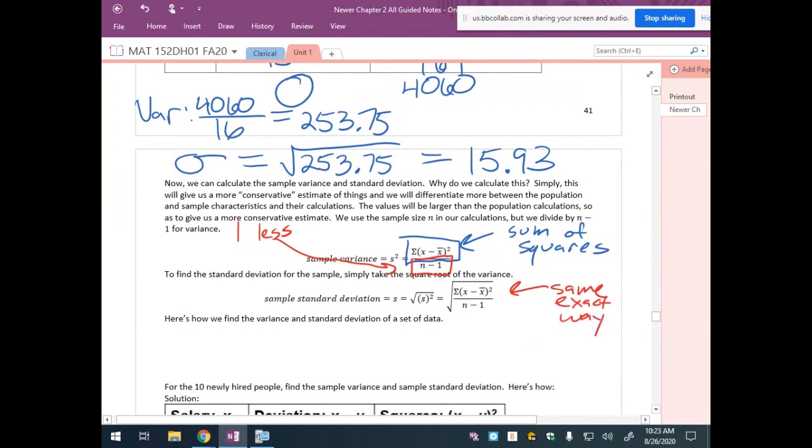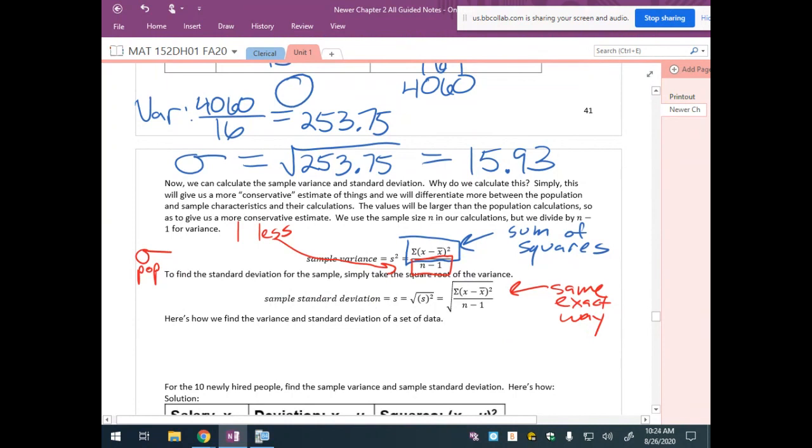You take the square root of the variance. Now, they do have the sample variance labeled as S squared as opposed to sigma. This is lowercase sigma for population. Now, we're also going to see it this way on the graphing calculator in a little bit.